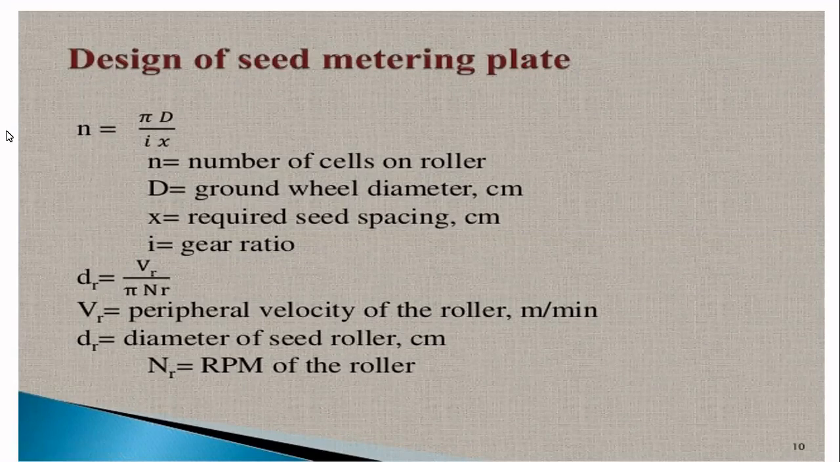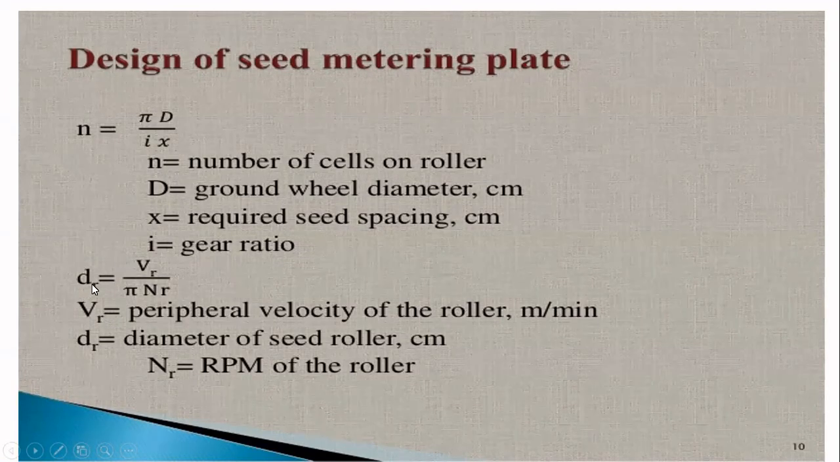Gear ratio. So gear ratio will find out. N is given, number of cells is given because the seed plate is already designed. You know the number of cells. Diameter of the ground wheel you know, you measure. X is given to you, seed spacing. Then you will find out the gear ratio needed for this operation. So we will ask you this question also.